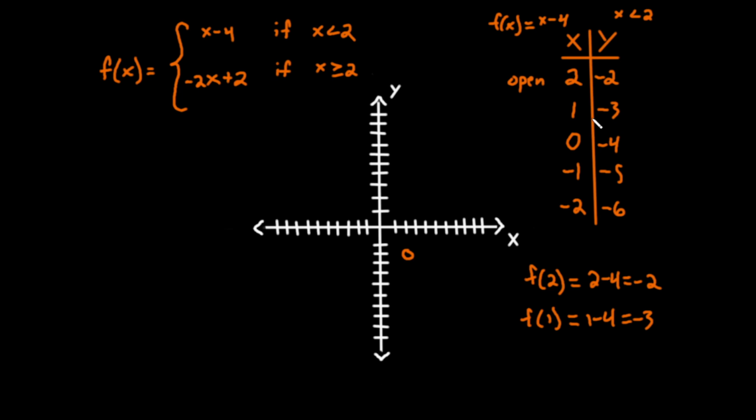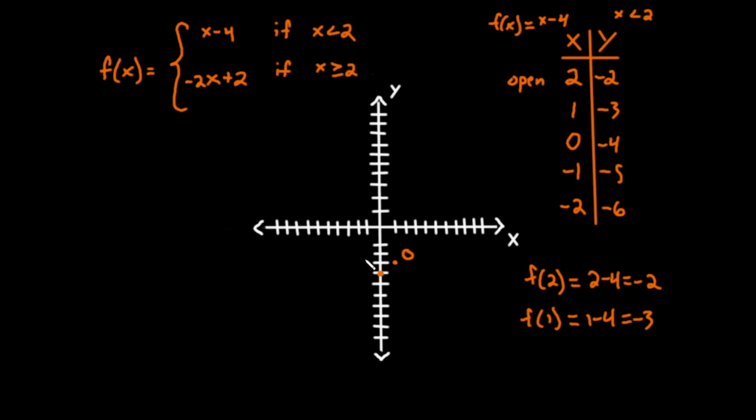Let's plot the other point. 1, comma, -3. So when x is 1, y is -3. 1, 2, 3. 0, comma, -4. So when x is 0, you go down to -4. 1, 2, 3, 4 for your y. And we can plot the other ones.